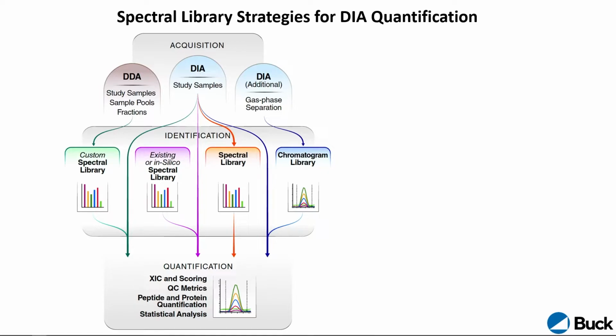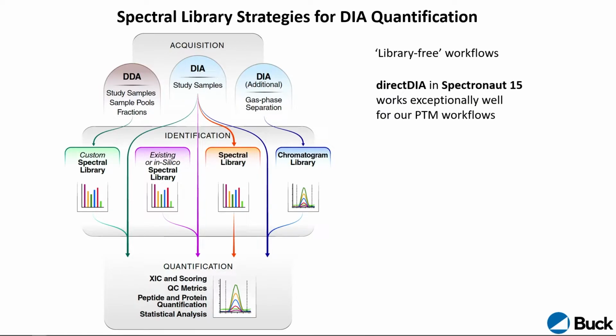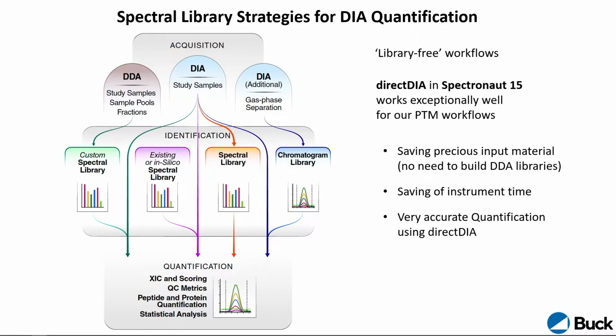Or you could take just DIA, just do the DIA acquisitions, and either use existing libraries or build in silico, and that's where the direct DIA comes in. Or you can build spectral libraries from the DIA directly, such as DIA-Umpire, or do some fancy chromatogram libraries. Most of in the beginning we did DDA libraries, but now we totally switched to direct DIA. And for PTM work, it's actually really nice because it saves a lot of material.